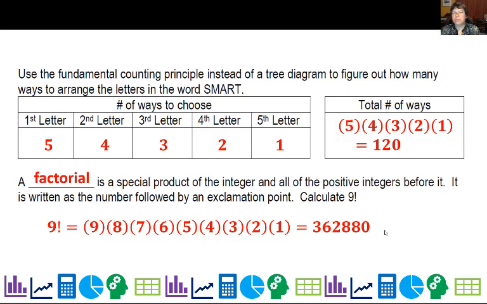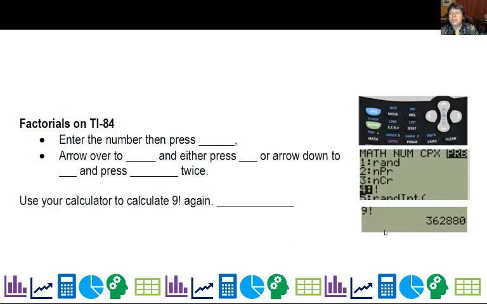So a factorial is great when I know that I'm just rearranging 9 things or 6 things, if I'm just rearranging that set. Now, there is a way to do it on your calculator. On the TI-84, you're going to put the number in first for your factorial, all right? So in this case, I would put in 9.